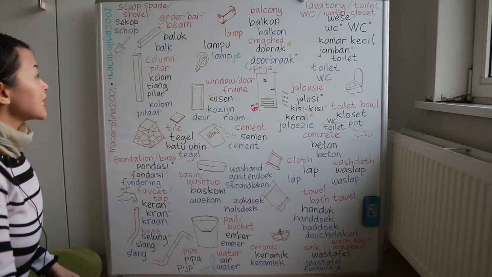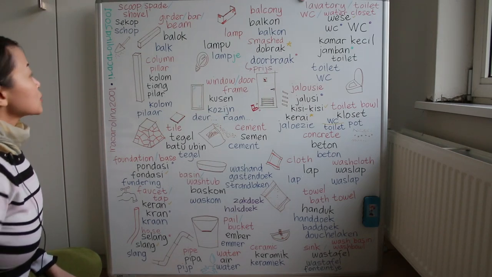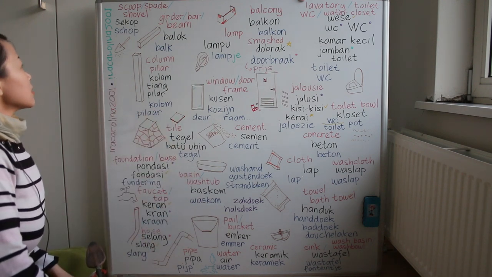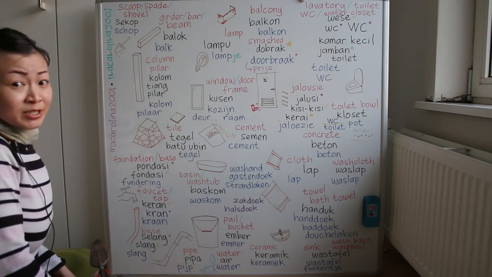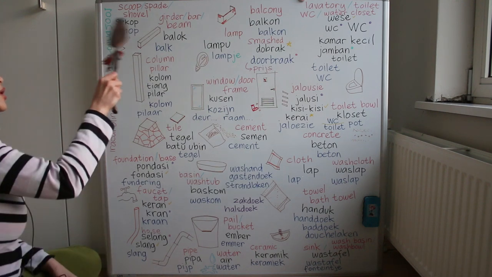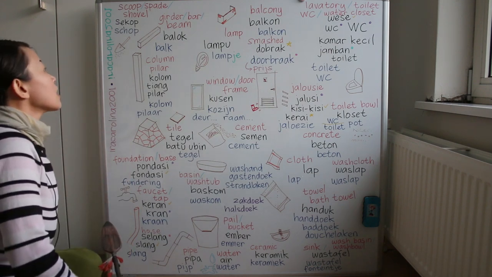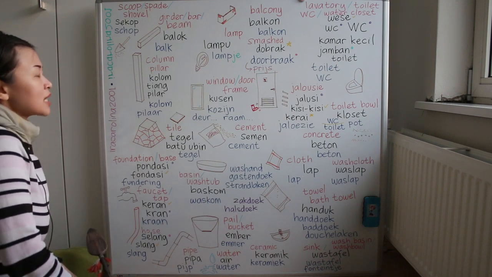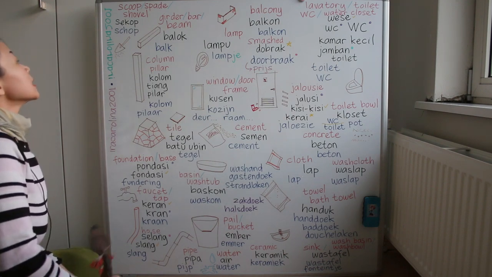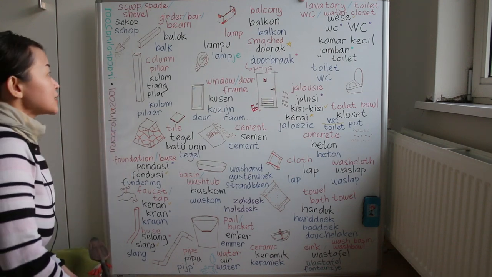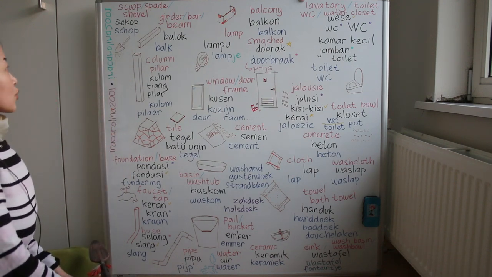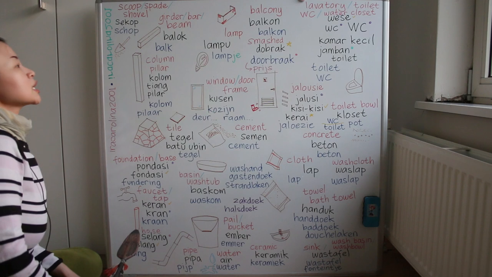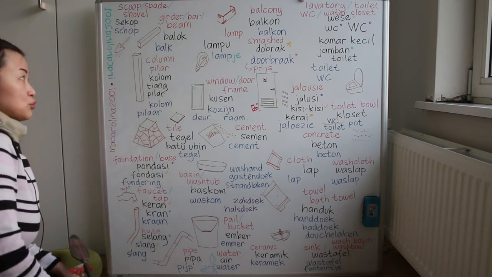Hi, today we will learn Dutch or Netherlands about these words. We have three languages here. The red one is in English. The black one is in Indonesian language or Bahasa Indonesia. The blue one is in Dutch. So we will skip the black. We will look at the red and the blue.